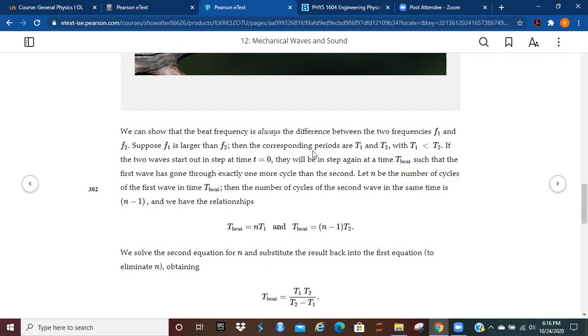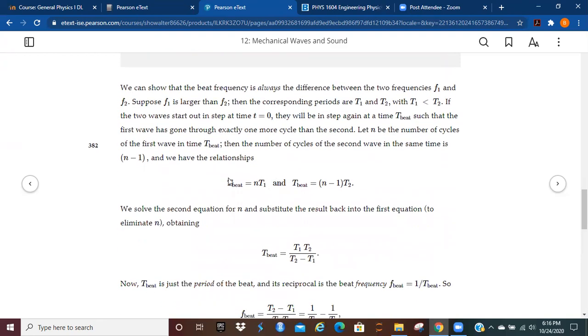Suppose f1 is larger than f2, and then the corresponding periods are such that T1 is less than T2. If they start out in step at time t equal to 0, they'll be in step again at the period of the beat, such that the first wave has gone through exactly one more cycle than the second. Then let n be the number of cycles of the first wave. Then the number of cycles of the second wave is n minus 1, and then you've got these relationships.